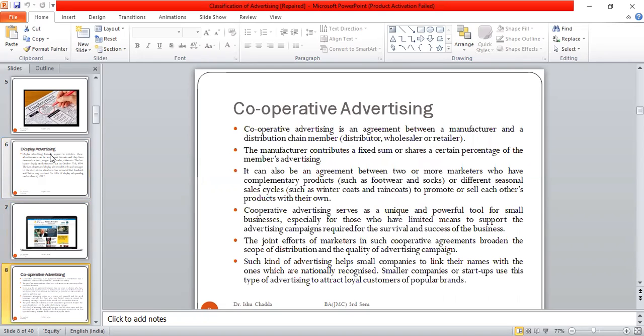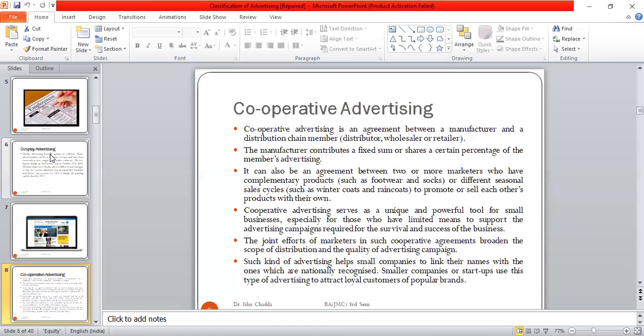The next one is cooperative advertising. This is a type of advertising between a manufacturer and a distribution chain member. Distributors are the ones who transport the product, goods, or services from the manufacturer to consumers. The distribution chain consists of distributor, wholesaler, and retailer. Three persons are involved in the distribution chain.